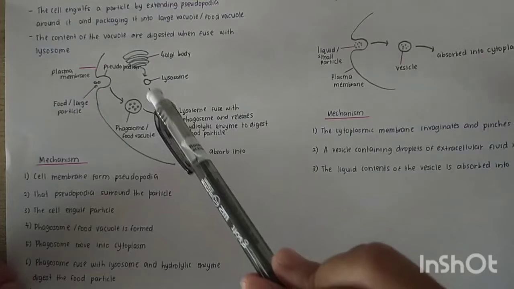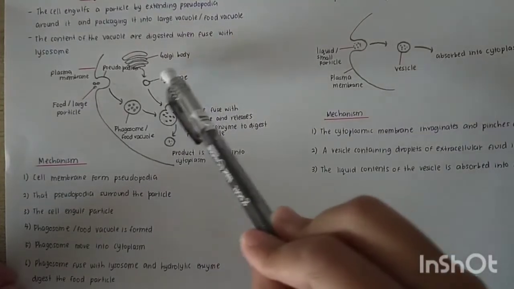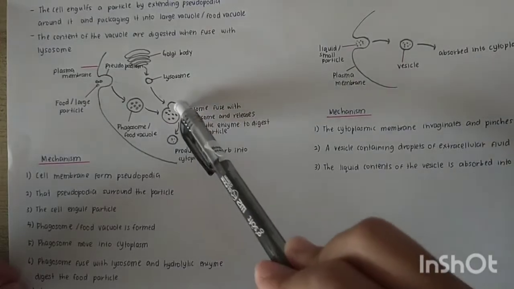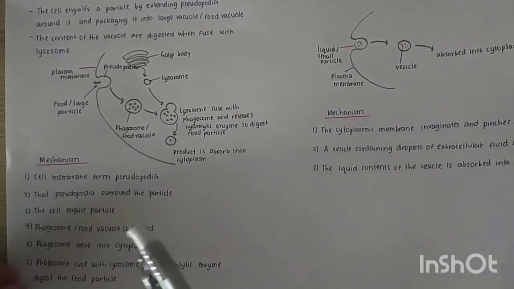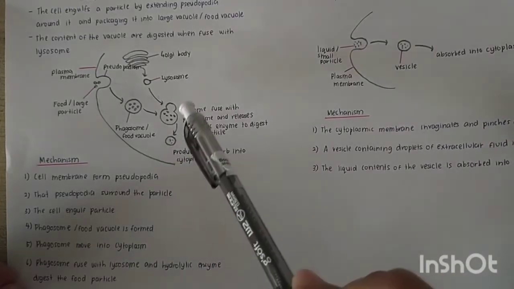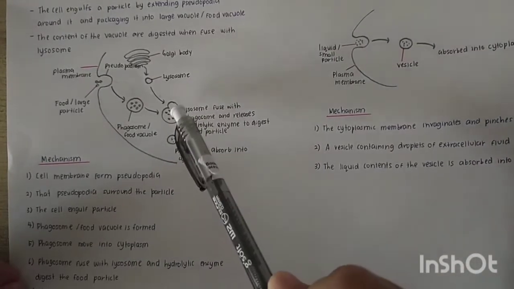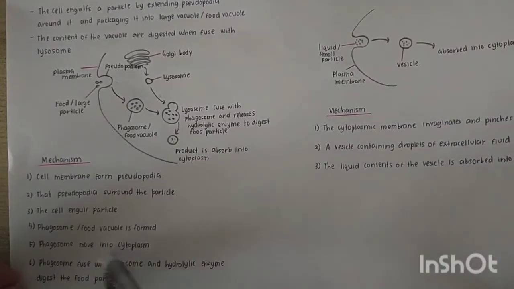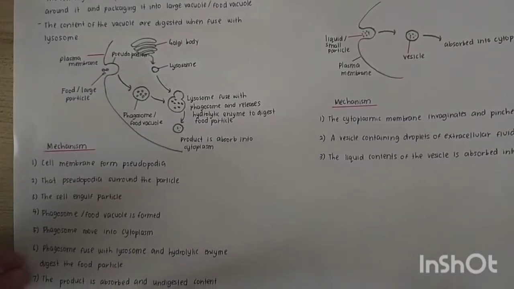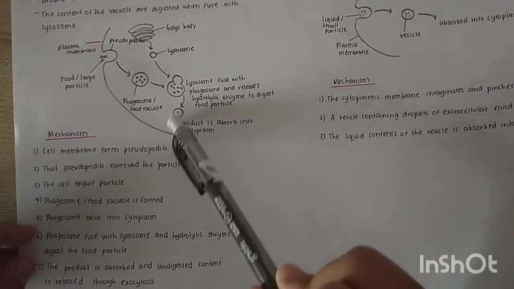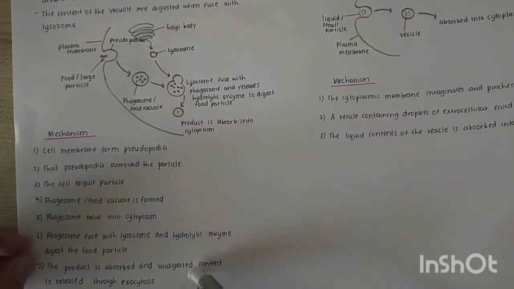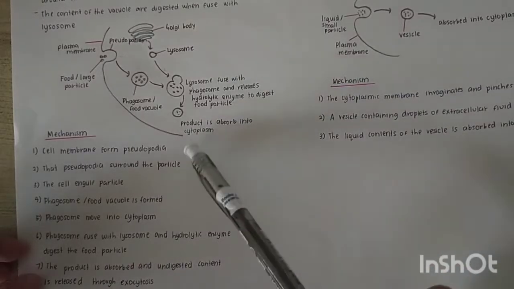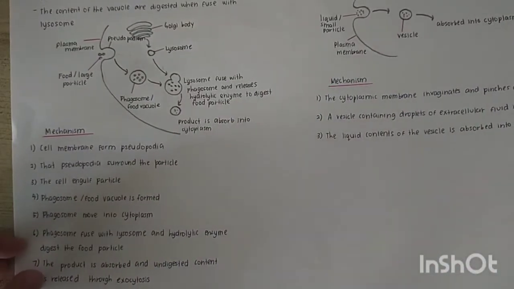Kalau kita refresh balik, this is the Golgi body. So the Golgi body will produce lysosomes. And then the lysosome will fuse with the phagosome or the food vacuole. Why must the lysosome fuse with the phagosome? Because inside of the lysosome, it has hydrolytic enzymes which enable it to digest the food particle. So the product is absorbed, and the undigested content is released through exocytosis. Exocytosis means that the undigested content will be secreted out from the cell.